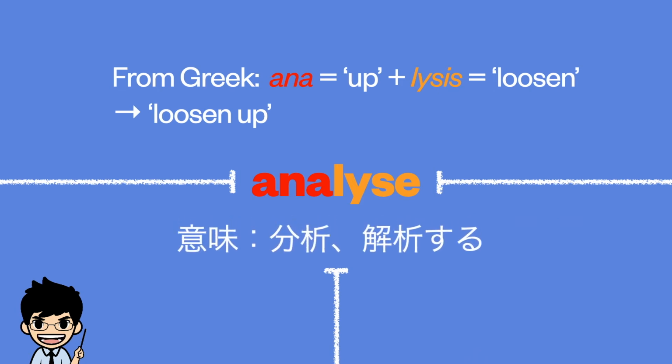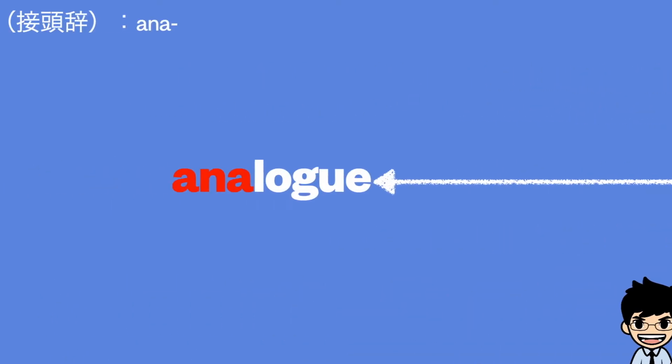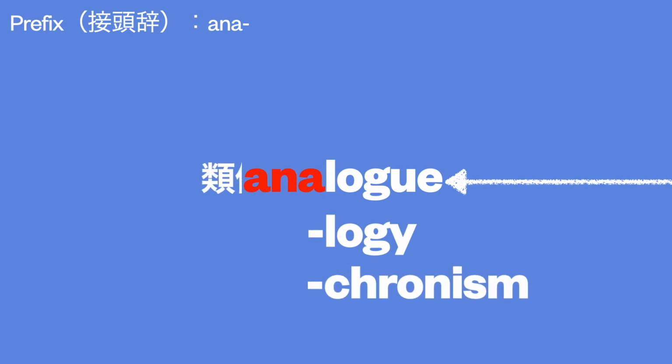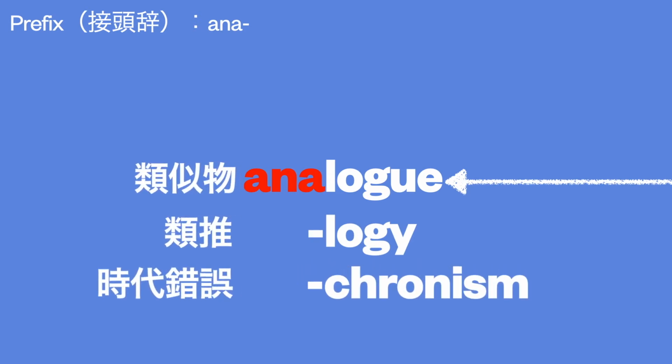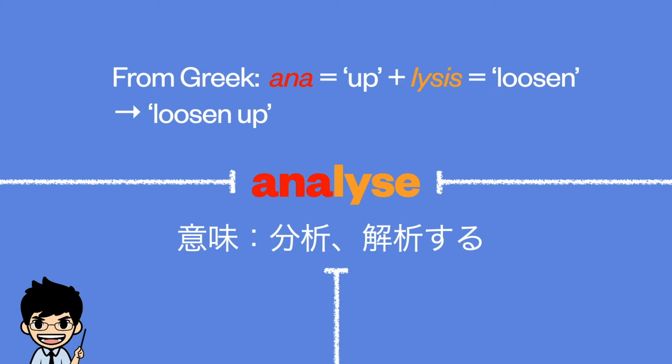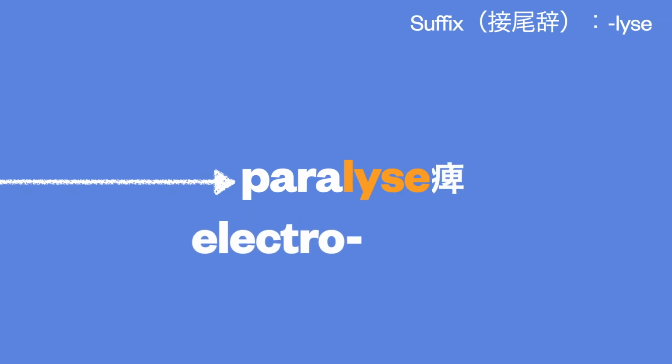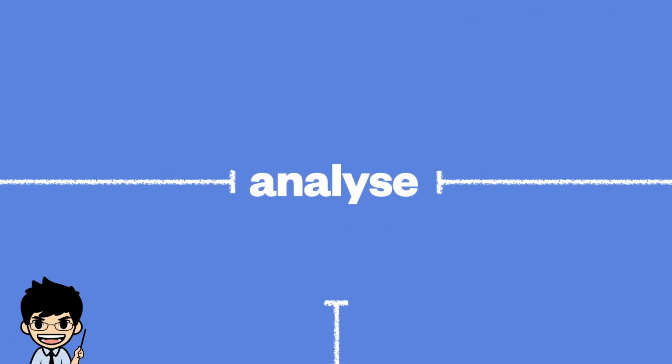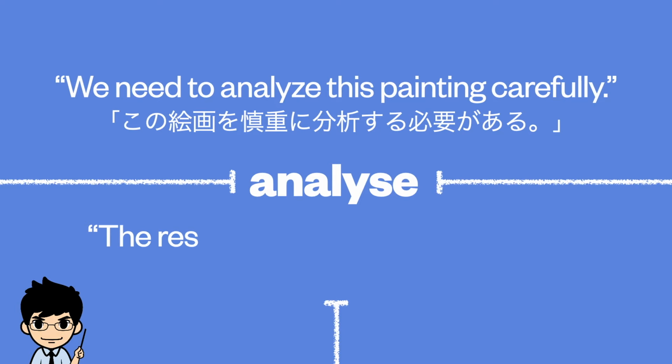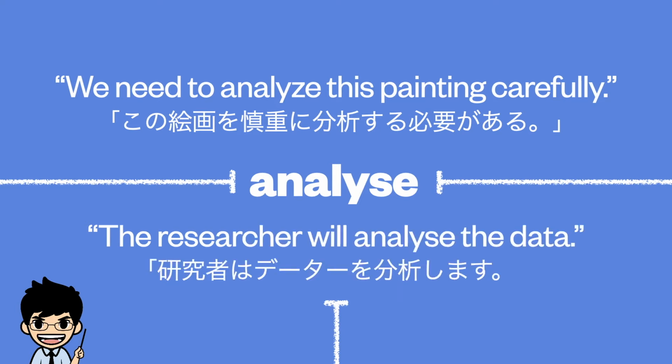Now let's go to the left and check other words with the same prefix ana. Analog, analogy, and anachronism have the same prefix ana. Ana also means according to. So analog and analogy means according to ratio. Now let's go to the right and check out other words with the same suffix. We have words such as paralyze and electrolyze. Now let's go back to our main word, analyze, and take a look at some sentences. The first sentence is, we need to analyze this painting carefully. The next sentence is, the researcher will analyze the data. To remember this word, just remember Google Analytics.